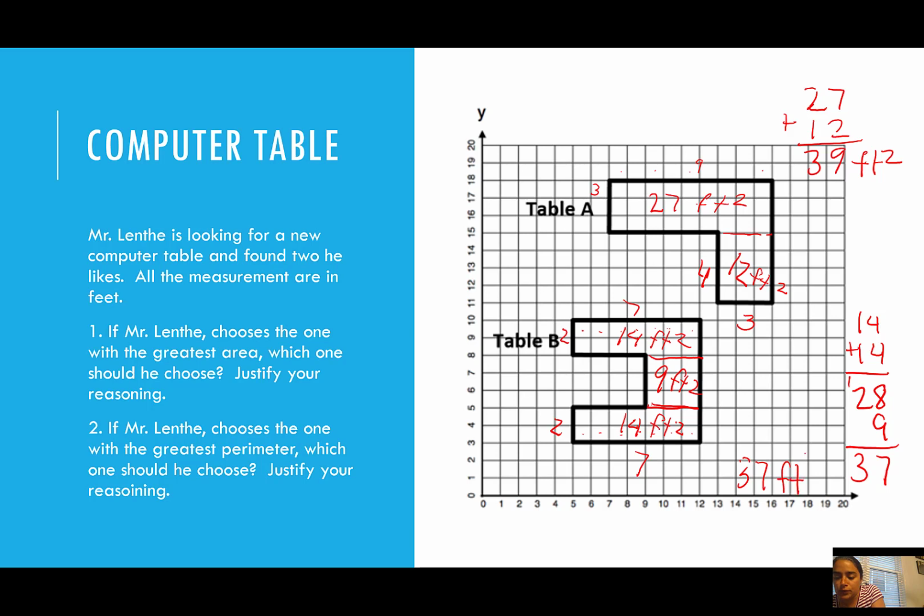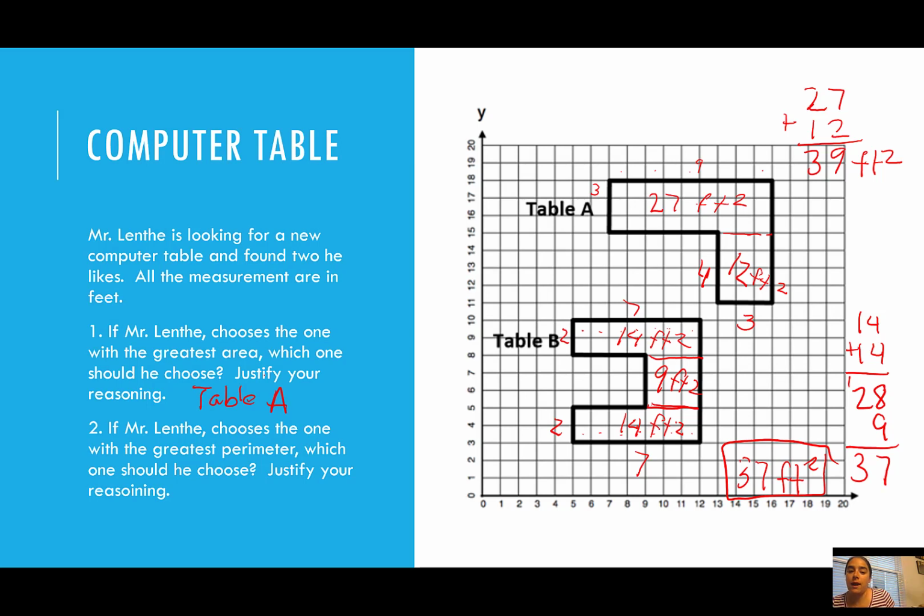feet squared. So even though the second one kind of looks like it has more space because of the way it's shaped, it kind of has like 2 legs. Really, if you want to choose the one that has the greater area, you're choosing table A. Now, choose the one with the greatest perimeter.